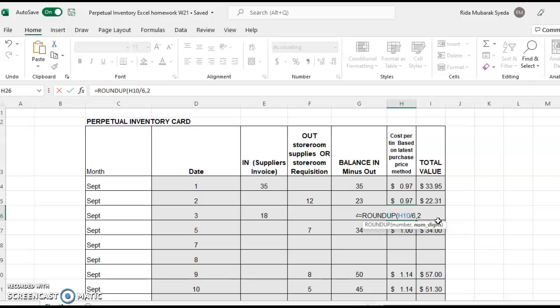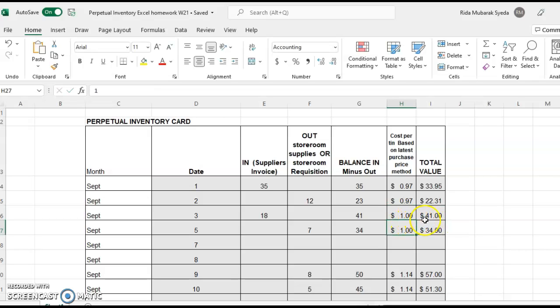So that's our formula, and we would close brackets, enter, and it'll give us 1. And when we look over here, the total value changes to $41. So that is what value we were looking for, and we got it. Okay, for September 5, we did the same thing as what we did on September 2nd.